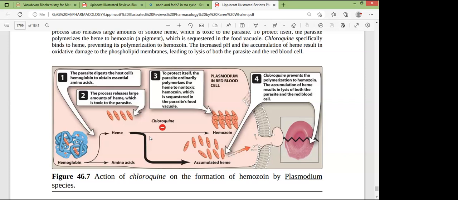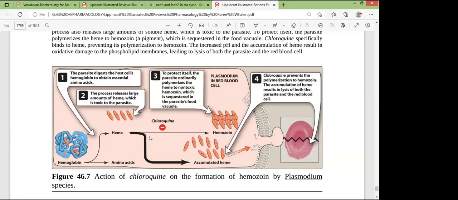So what does the parasite do? Because heme will make the RBC lyse, and the RBC is the source of energy for this parasite. So the parasite is like, yo, my guy, what do we do? Let us make sure this heme is non-toxic to us. It converts that heme to hemozoin, right? Once it converts it to hemozoin, it is not toxic. It's not toxic to RBCs.